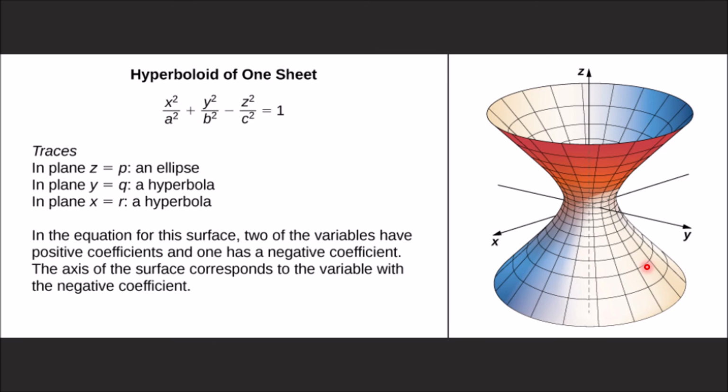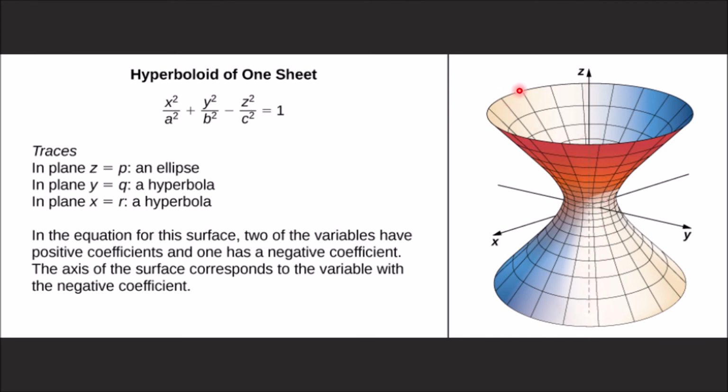Next, we have a hyperboloid of one sheet. It has the general form x squared over a squared plus y squared over b squared minus z squared over c squared is equal to 1. So notice for this surface, two of the variables have positive coefficients and one negative coefficient. So the axis of the surface corresponds to the variable that is negative, right? So we can see here that it's the z-axis that passes through the hyperboloid.